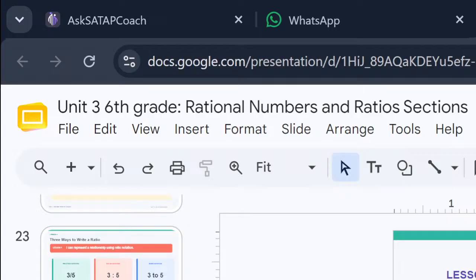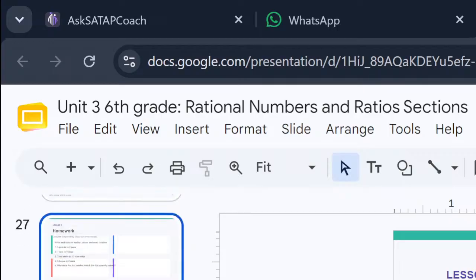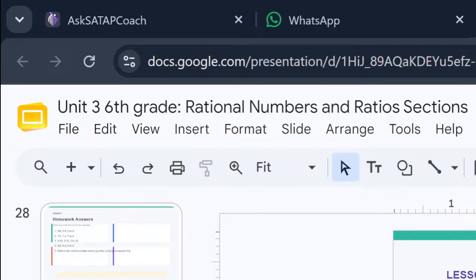Okay, homework: complete it independently as always, and show work when needed, obviously. Number 1, 5 pencils to 8 pens. Number 2, 7 cats, 4 dogs. Number 3, 3 red shirts to 10 blue shirts. Number 4, 9 buses to 2 vans. Why must the first number match the quantity named?